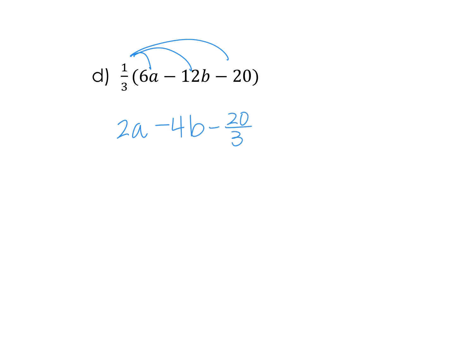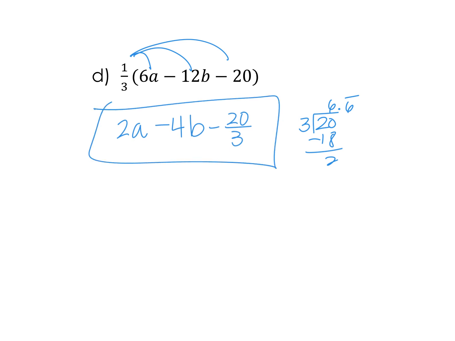So you don't do the division? No. If I said leave your answers as a decimal, then we would have to come over here and do it, and that'd be what? 6 point something. 6.6 repeating. But if I don't say anything, I would just leave it as a fraction. This is how I would leave it. Okay? Questions on that one? Okay, let's go to the next page.